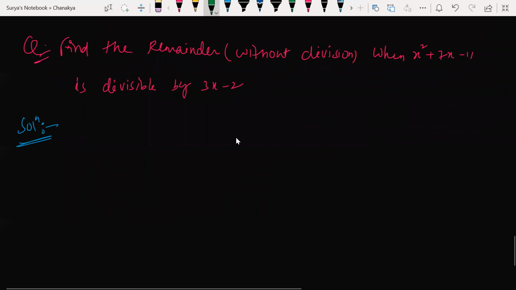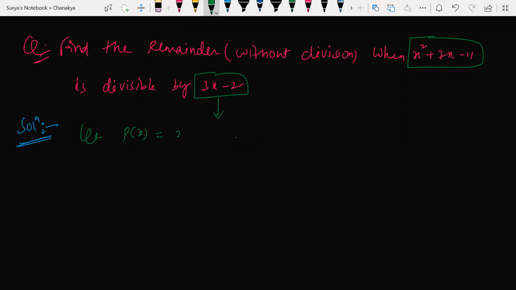Let's check. See, beta, this is a polynomial given to you. Basically, what you have to do is find the remainder when it is divisible by this one given to you. First of all, let p of x be equal to x square plus 7x minus 11.